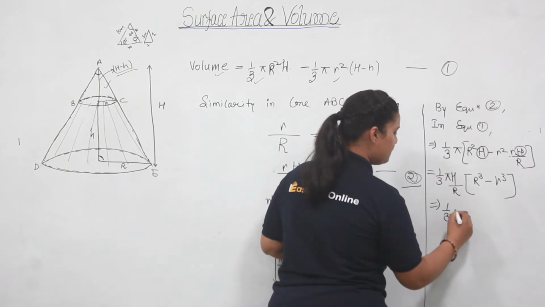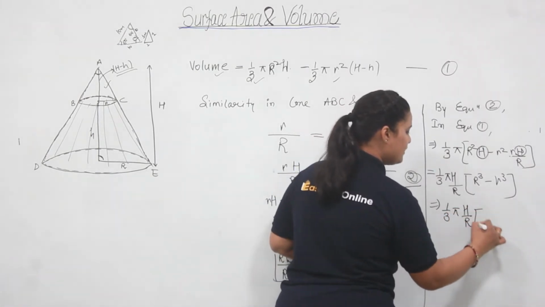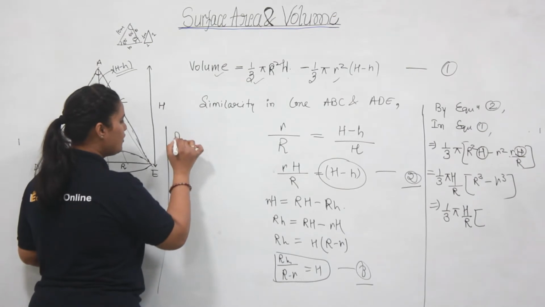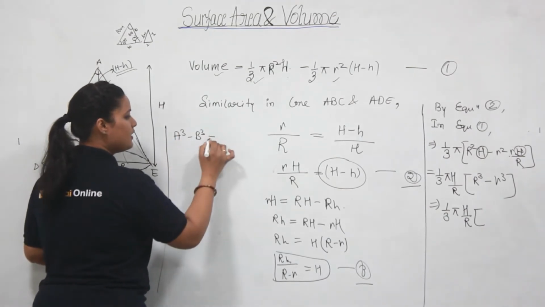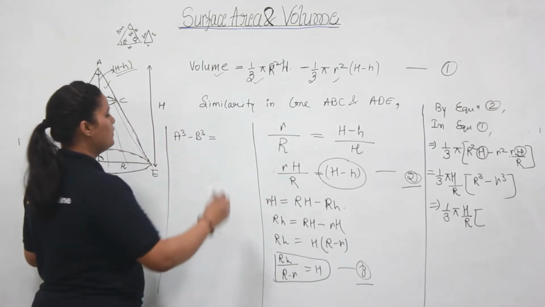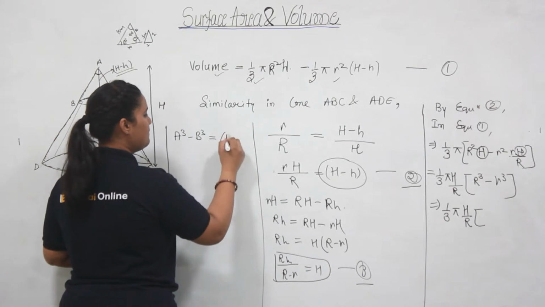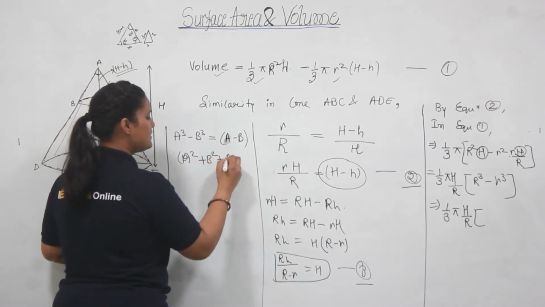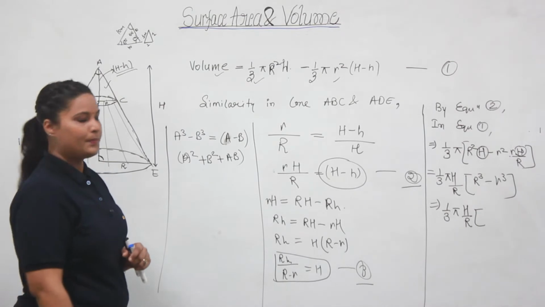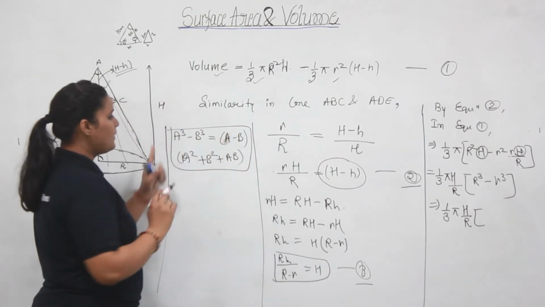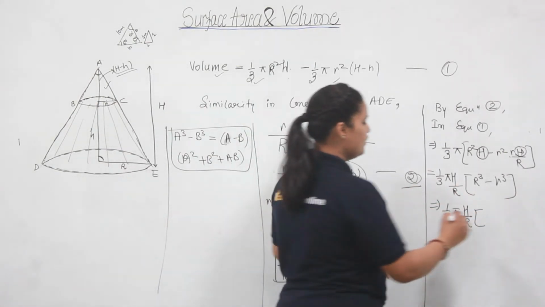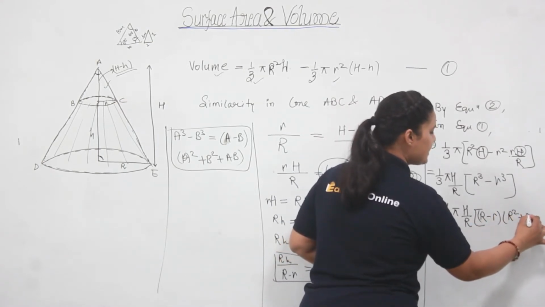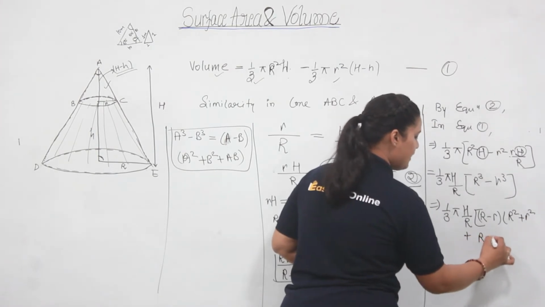Now it is 1 by 3 pi capital H upon capital R, R cube minus r cube. Do you guys remember? In algebra we have learned about a formula, a cube minus b cube. It was equal to what? It was equal to a minus b, a square plus b square plus ab. Did you remember? So I will apply this formula, a cube minus b cube, and here we have R cube minus r cube. So it will be R minus r, R square plus r square plus Rr.